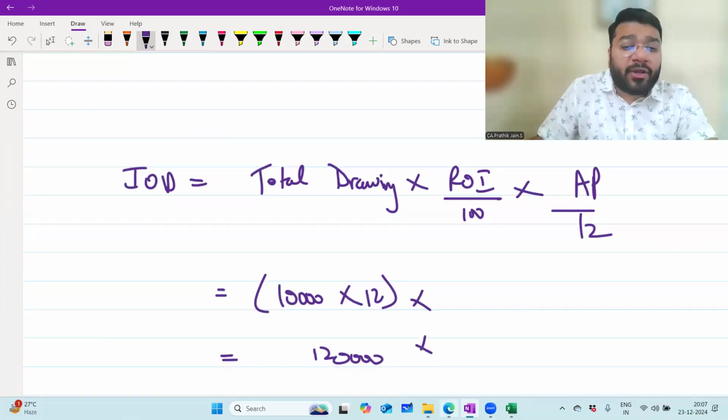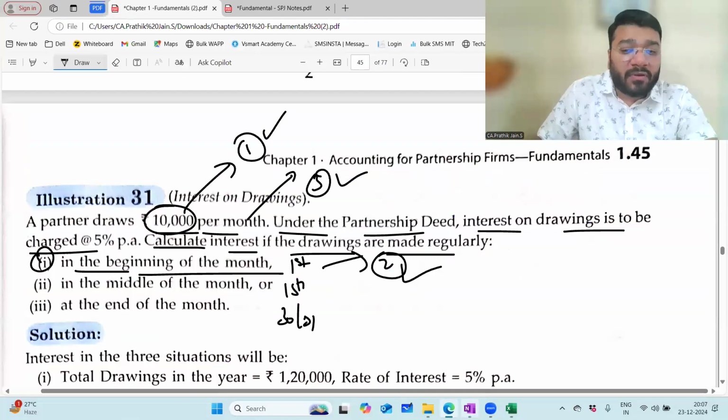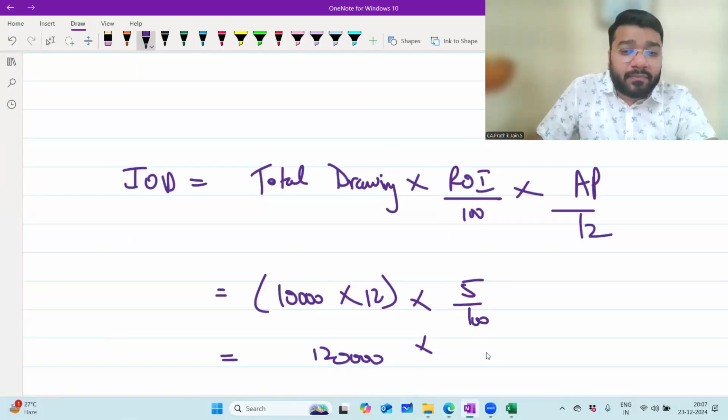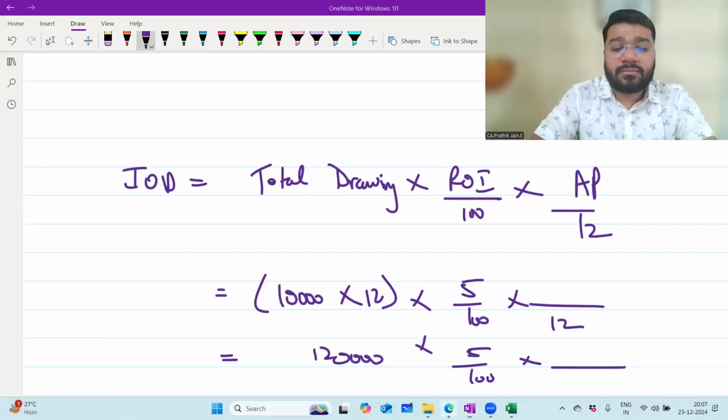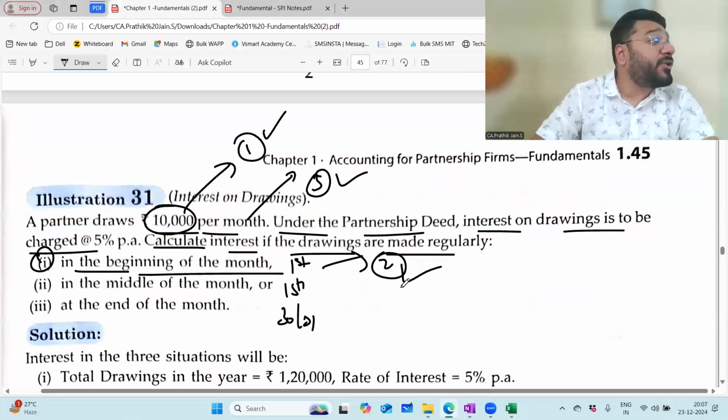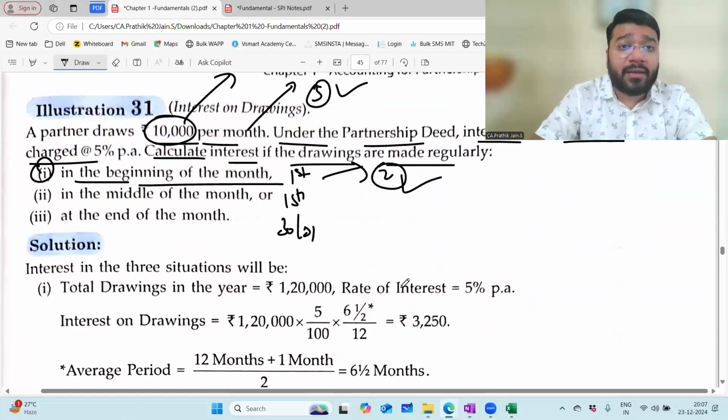1,20,000. What is the rate of interest? 5%. 5 by 100. Average period by 12. Average period is not given. Oh my God. Average period is given in the question. They will not give it to you. You have to calculate it. How will you calculate?